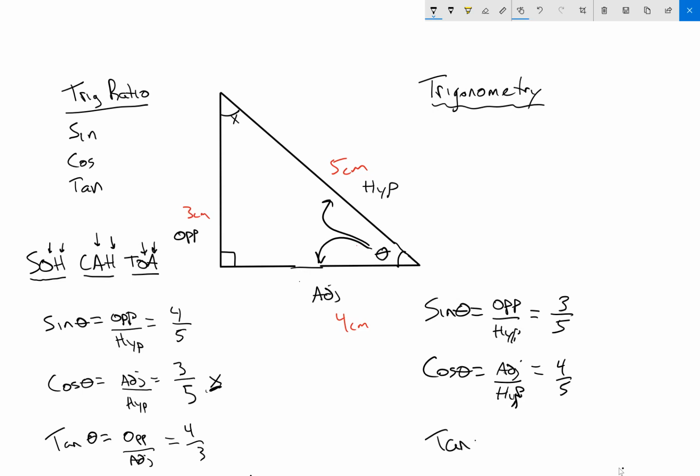And then the tangent of theta. Ask yourself, does the tangent of theta change? Of course it does, because I'm going to do the opposite over the adjacent, and the opposite side to that angle changed. The opposite side is now 3 over the adjacent side, which is 4. So you see how these are different now. Guys, I hope that makes sense. That's the basics of trig ratios and SOHCAHTOA. The next video is going to have examples where we're going to find side lengths.